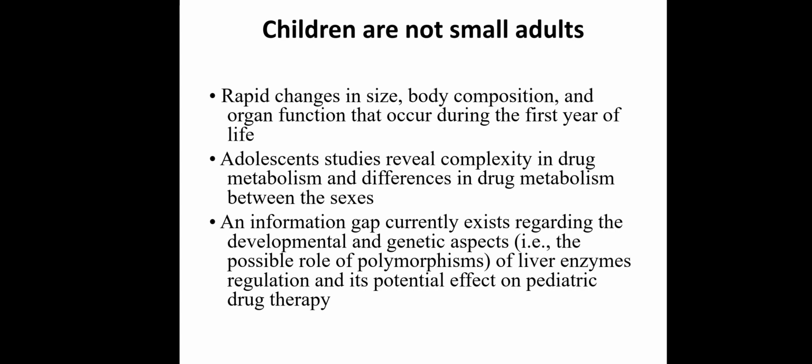Children are not small adults. Rapid changes in size, body composition and organ function occur during the first year of life. Adolescent studies reveal complexity in drug metabolism and differences in drug metabolism between the sexes. An information gap currently exists regarding developmental and genetic acceptance, that is, the possible role of polymorphism of liver enzyme regulation and its potential effect on pediatric drug therapy.